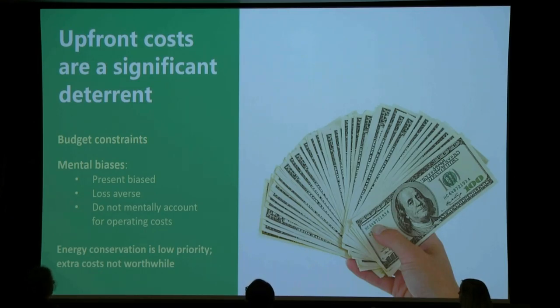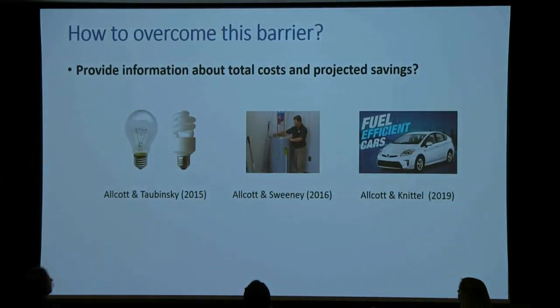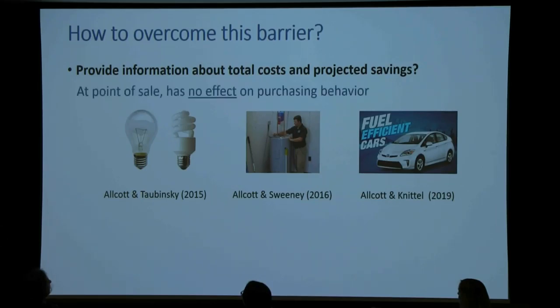So, knowing that people have this barrier, often the first trick is to try to tell people, well, look, you will save money over time. This will pay for itself. And I think one of the best researchers in this space is a behavioral economist, Hunt Alcott, who has done a number of randomized controlled trials working with retailers to see what happens if we provide this information about the total cost and how much money can be saved over time. And unfortunately, whether it's light bulbs, Energy Star water heaters, or even fuel-efficient cars, providing this information has no effect on purchasing behavior.